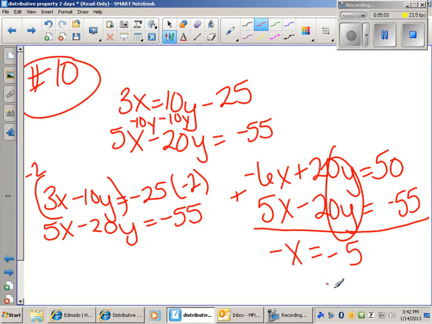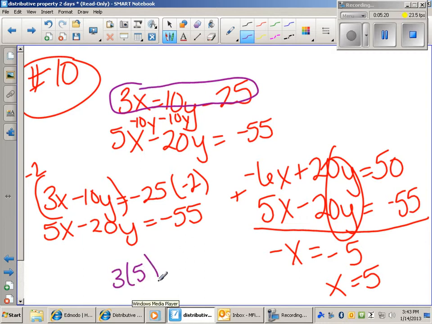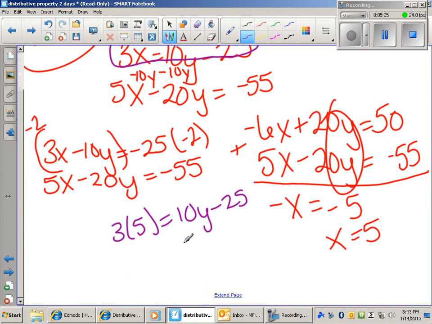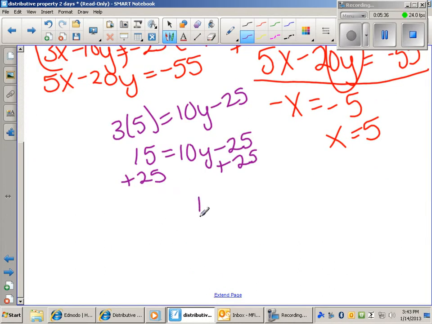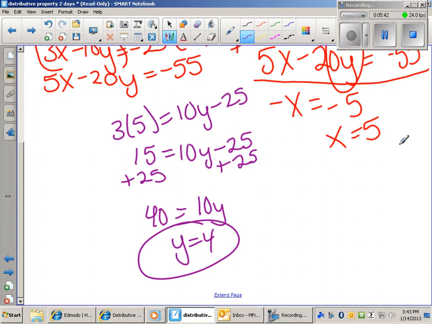And now I just have to go find y. So let's see. I'm going to plug this into this original equation up here, this 3x is equal to 10y minus 25. So I'm going to have 3 times 5 is equal to 10y minus 25. So that's 15 is equal to 10y minus 25. If I add 25 to both sides, I have 10y is equal to 40. So y is equal to 4. And so I write my solution as a coordinate point.